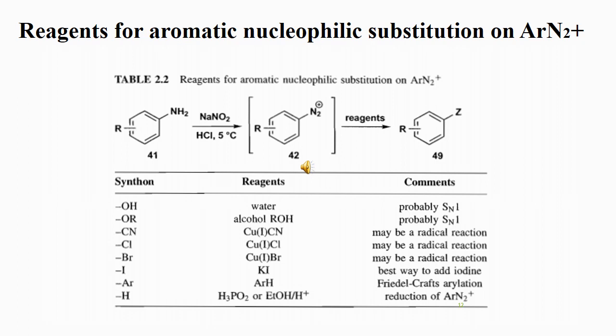Potassium iodide, that is the best way to add iodine. The second last one is the Friedel-Crafts reaction, which means adding an aryl group along with the aromatic ring in place of C. And then the last one is the reduction of diazonium. When we do the reduction of diazonium, this N2 will be reduced, so that will be substituted by hydrogen in the presence of phosphoric acid or acidified ethanol.